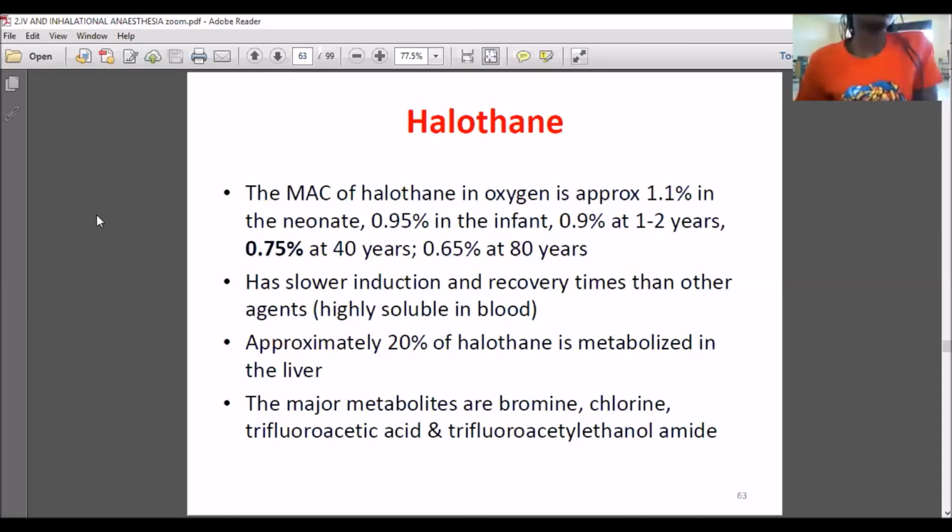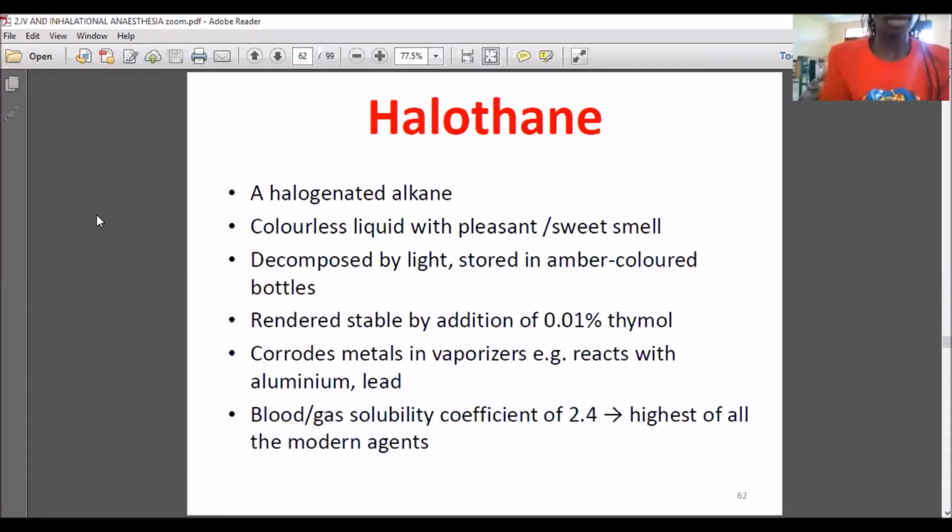So halothane. It is a halogenated alkane, a colorless liquid with a pleasant, sweet smell, decomposed by light, stored in amber-colored bottles, rendered stable by addition of 0.01% thymol. It corrodes metals in vaporizers, reacting with aluminium and lead. It has a large blood gas solubility coefficient of 2.4, which is the highest of all the modern agents. That's all.